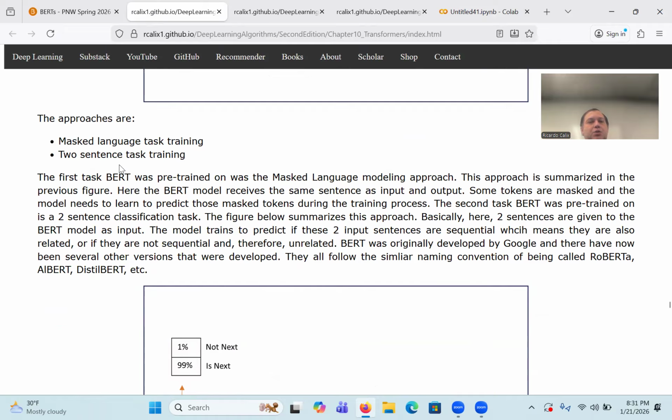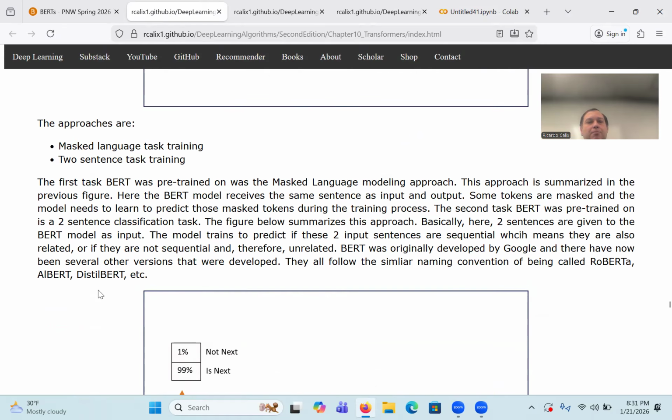And here, the two-sentence approach. The first task BERT was pre-trained on was the masked language modeling approach. This approach is summarized in the previous figure. Here the BERT model receives the same sentence as input and output. See how that's similar to an autoencoder? So you can see the thought process. Some tokens are masked, and the model needs to learn to predict those masked tokens during the training process.